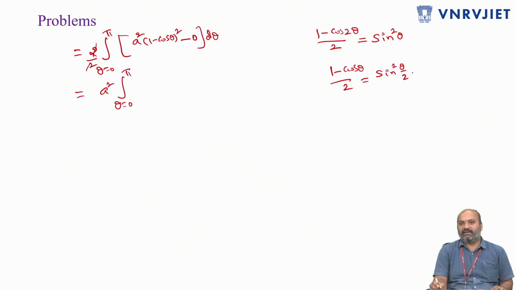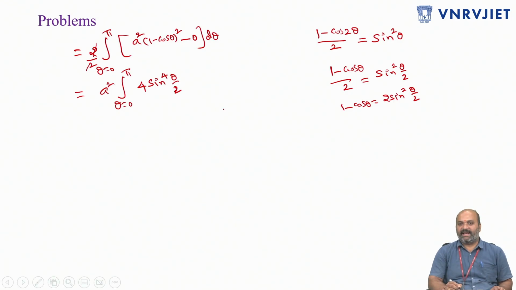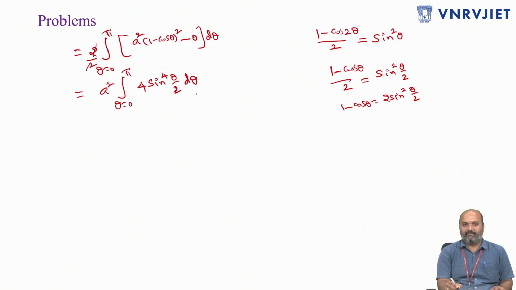Here it should be theta by 2, sine square theta by 2. So we need 1 minus cos theta. Therefore 1 minus cos theta is equal to 2 sine square theta by 2. Let's substitute here: 2 sine square theta by 2 whole square, which means it is 4 sine to the power of 4 theta by 2 into d theta.